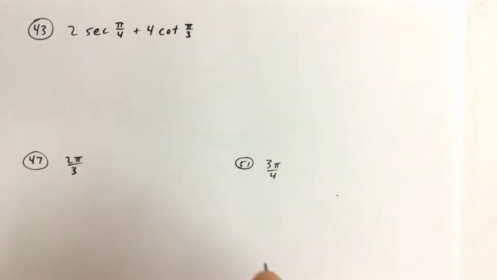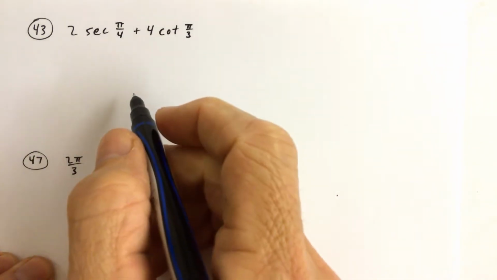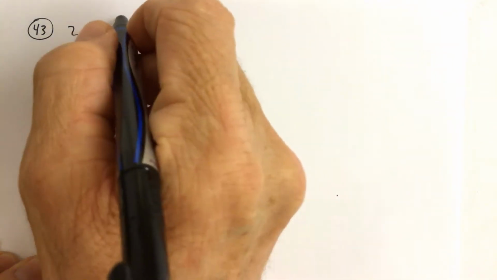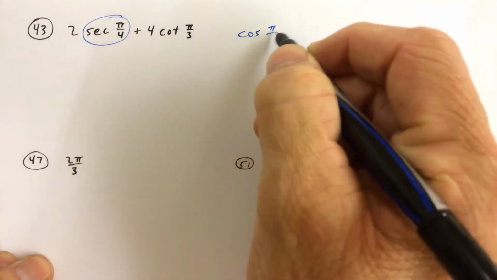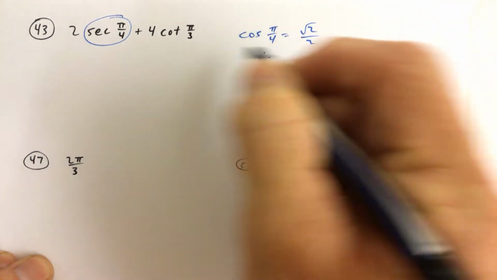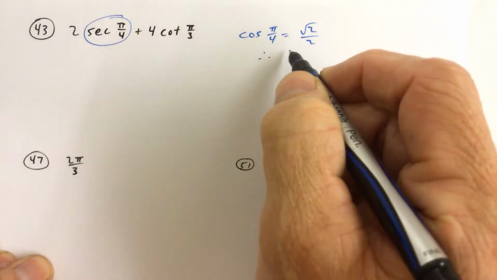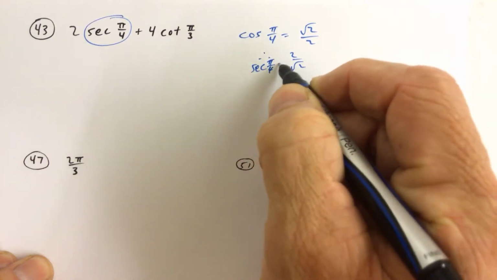Same section as the last problem that I did. We're just trying to evaluate this expression without using a calculator. So the secant of pi over 4, we did a little side work over here. Cosine of pi over 4 is radical 2 over 2. Therefore, the secant of pi over 4 is 2 over radical 2. So that secant of pi over 4 equals that.